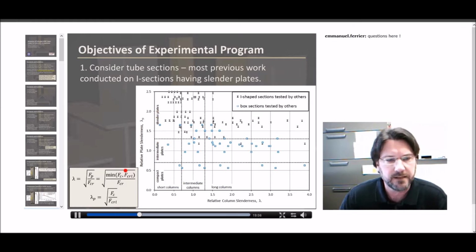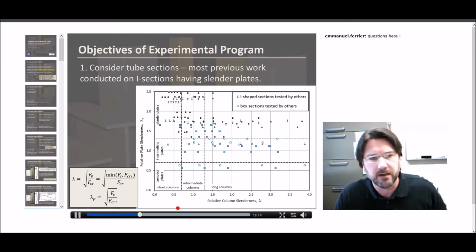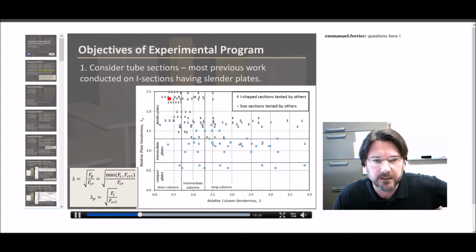And the definitions of the slenderness there, in terms of the plate and the columns, are given on the left. So what we have here is a mapping of a lot of the current work that's out there. The little I shapes are, of course, compression tests of I-shaped columns. And we see that I-shapes tend to have relatively slender plates, in some cases very slender plates as we go up here to the top, and we don't even really get into this intermediate range.